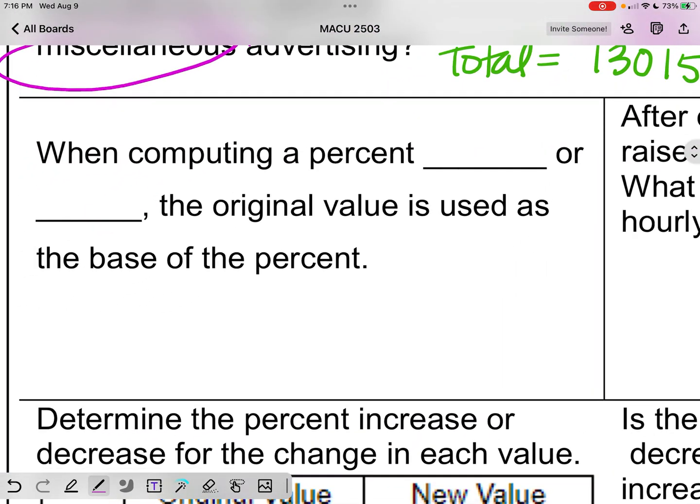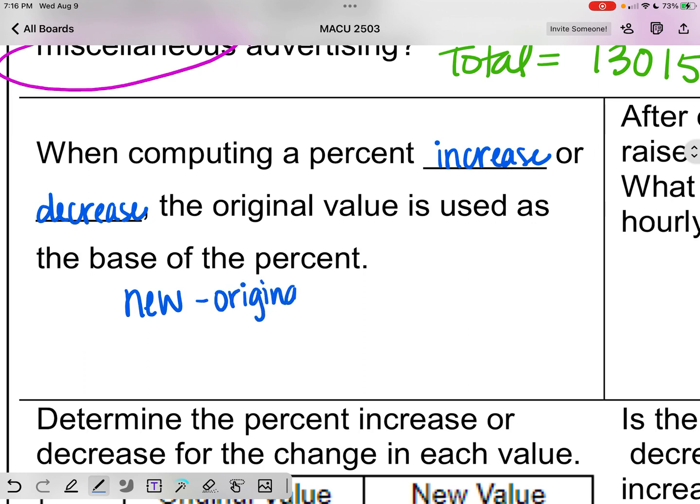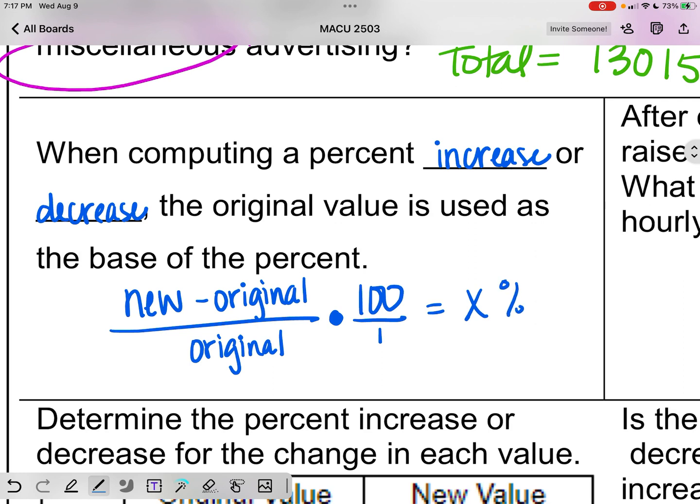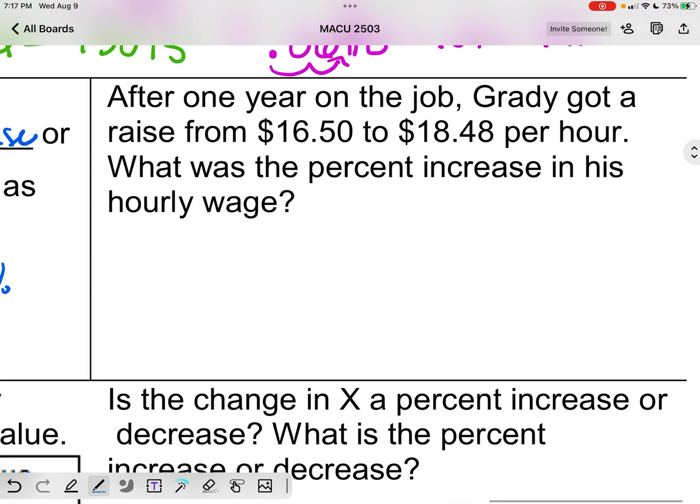Okay, this is just a math statement, making sure y'all were good on it. When computing a percent increase or decrease, the original value is used as the base. Again, your base is your denominator. Would you please make sure that you have this beautiful formula? And because it's percentages, you're going to multiply by 100. If you want to put 100 over 1, okay. But that'll give you your x as a percentage. If you don't multiply by 100, then it's a decimal. Multiply by 100, please, and thank you.